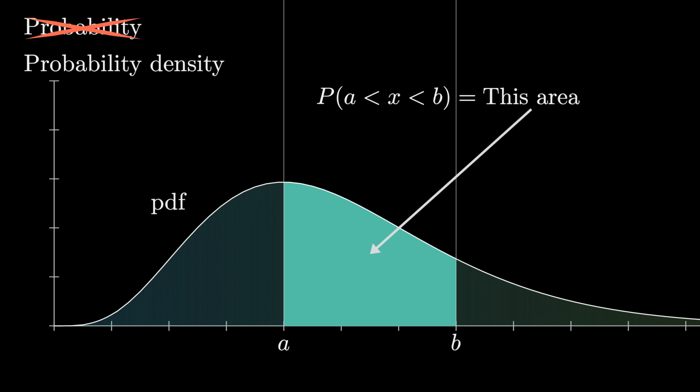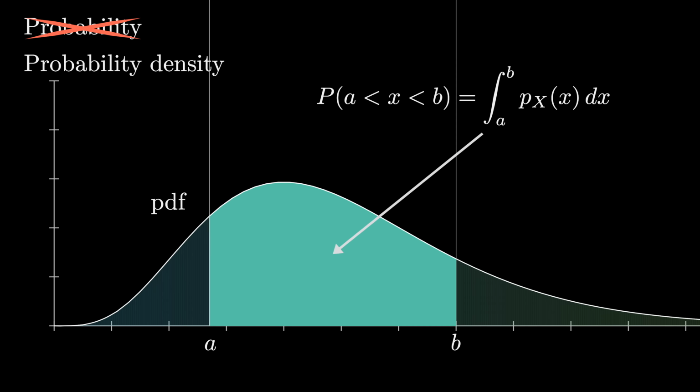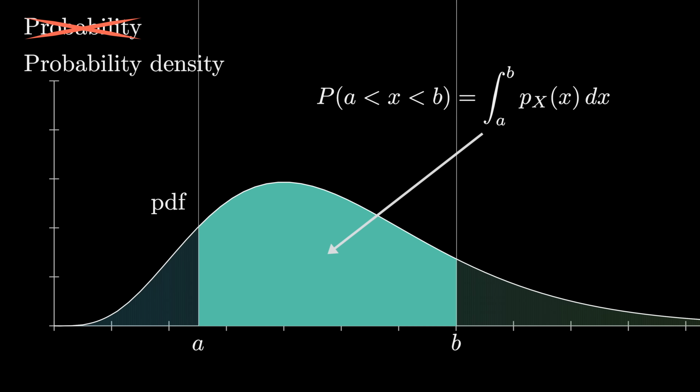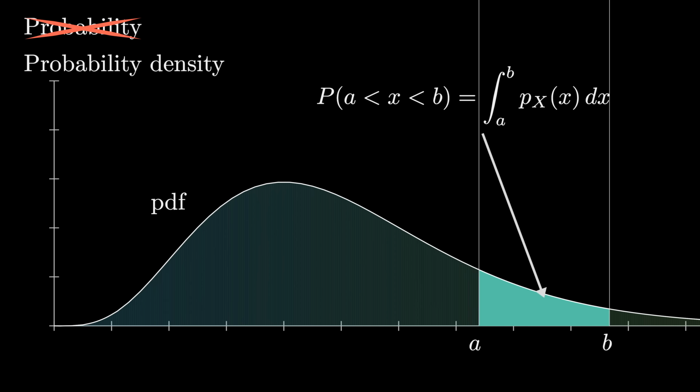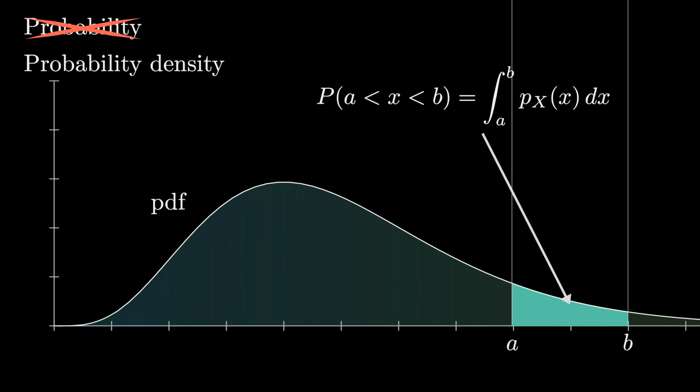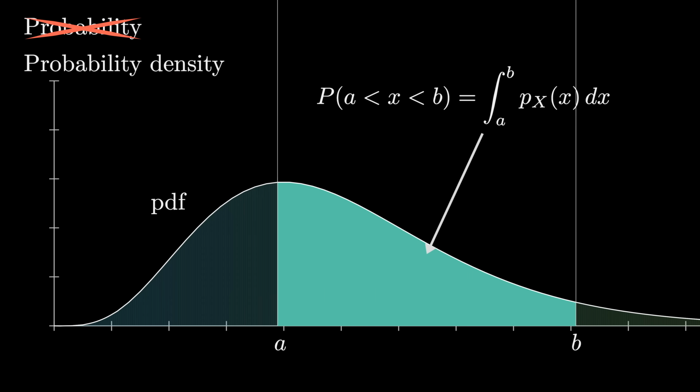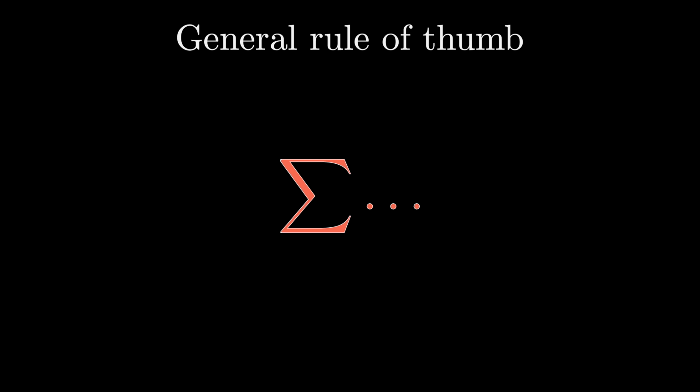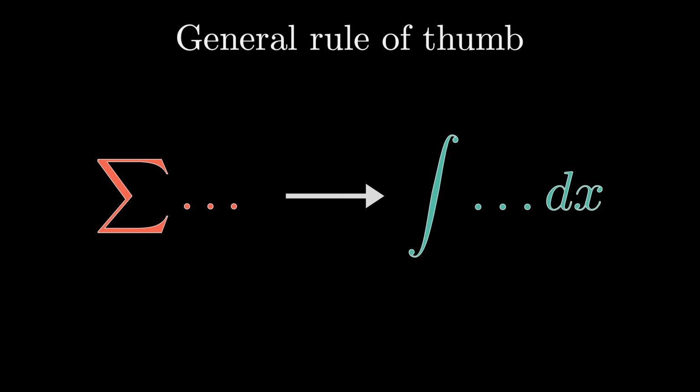And so the proper way to write all of this down would be to say that the probability that your sample falls within a given range looks like the integral of your PDF, the probability density function, in that range. As a general rule of thumb, anytime that you see a sum in the discrete case, you would use an integral in the continuous case.